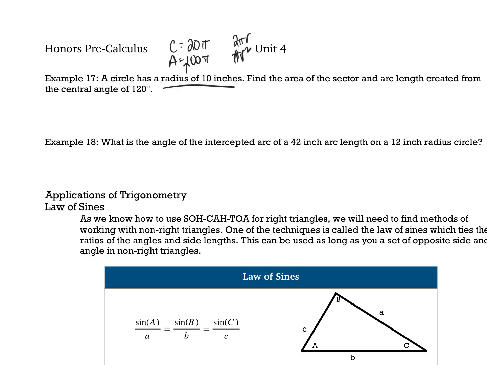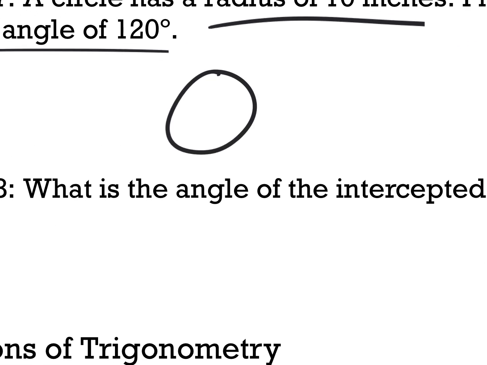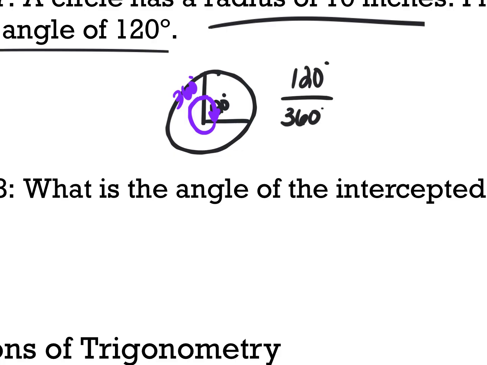Now it says find the area of the sector and the arc length created from a central angle of 120 degrees. So if I draw my circle, a central angle is the angle from the center of the circle out to the region. So still, in a circle, that's a total of 360 degrees. So in terms of the fraction of the circle, it's 120 degrees out of 360 degrees. So effectively, I want 1/3 of my circle. So this is our fraction of the circle.